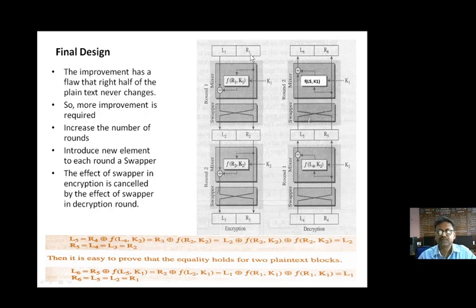Whether R6 is becoming equal to R1 or not: R6 is equal to L5 and L5 is equal to L2. And what is L2? It is equal to R1. So R6 is also equal to R1. So this is the final design of the Feistel cipher.